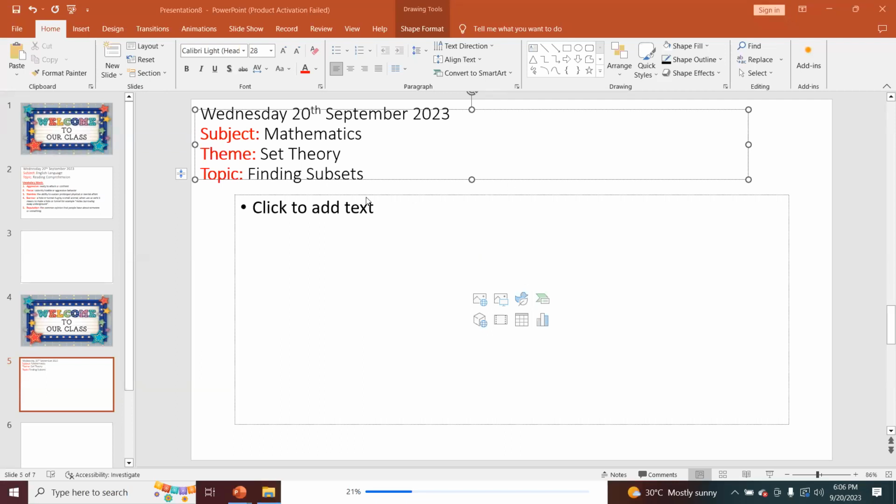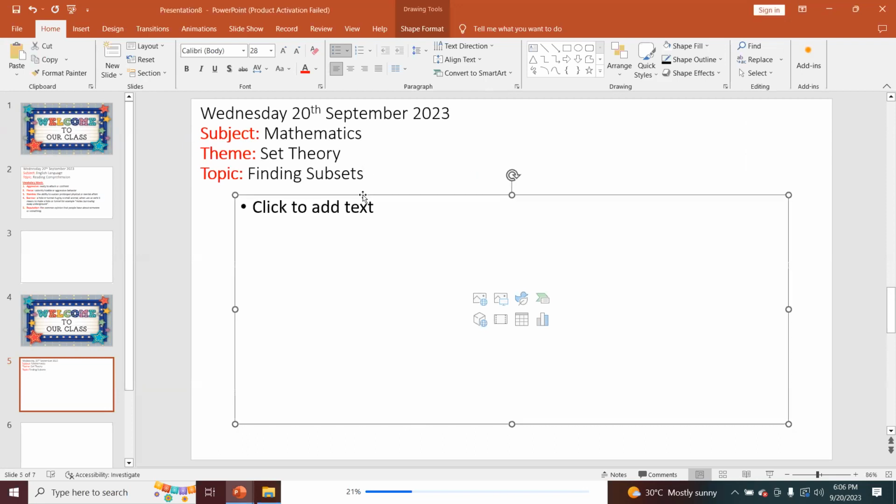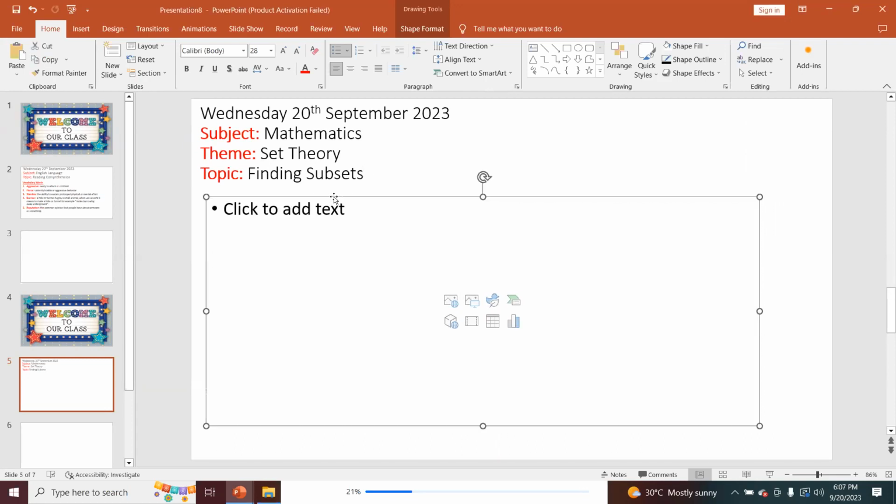So we're going to be looking at finding subsets, right? Yesterday we looked at the notation of a subset. We looked at what we mean when we say something is a subset, something is not a subset. Today we're going to be looking at how, given a set, we derive different subsets of that set, and how we know if we have all the subsets.